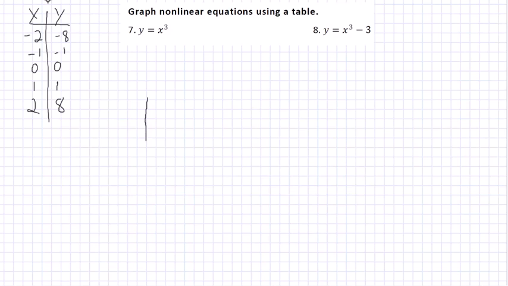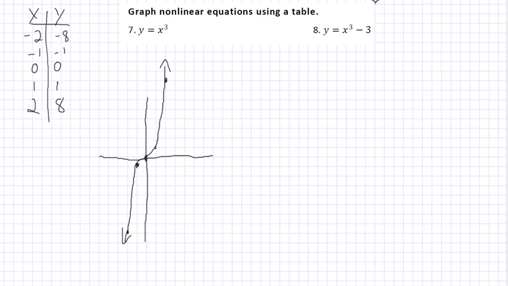So let's go ahead and put that on a graph. So we have 0, 0, 1, 1, and 2, 8. Then -1, -1, and -2, -8. And so I always thought cubic functions kind of look like lightning bolts, but this is the shape of a cubic function.